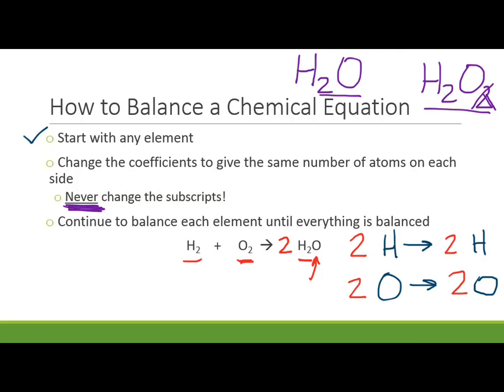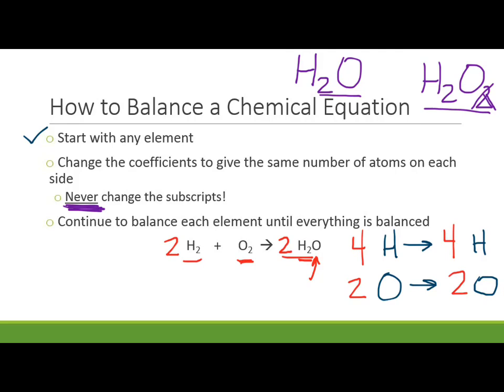But I should actually go back in and continue to balance until everything's balanced. Notice that in the process of balancing the oxygens, I actually unbalanced my hydrogens, because how many hydrogens do I have on the right-hand side now? I actually have a grand total of 4 hydrogens on the right-hand side, because 2 water molecules, each water molecule contains 2 hydrogens, so 2 times 2 is 4 hydrogens. So what do I need to do over here? Well, I know that I cannot change the subscript, so the only thing I can do is put a 2 out front to change that coefficient. So 2 times 2 gives me a grand total of 4 hydrogens. So by doing this, I've balanced the equation.